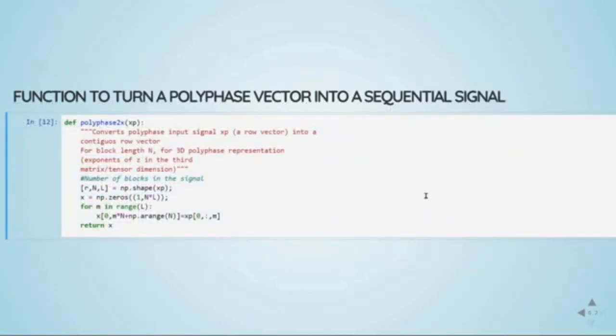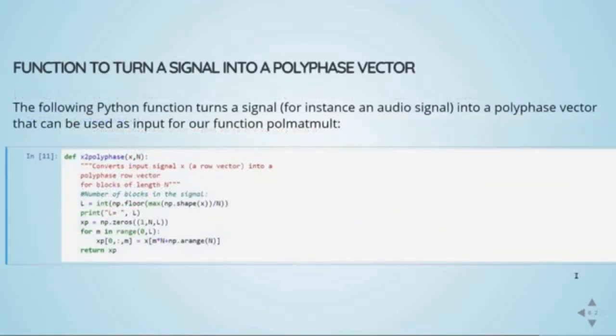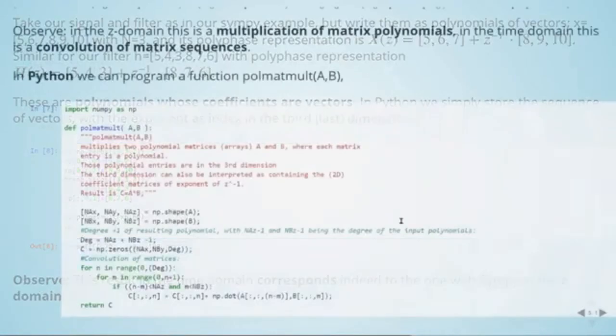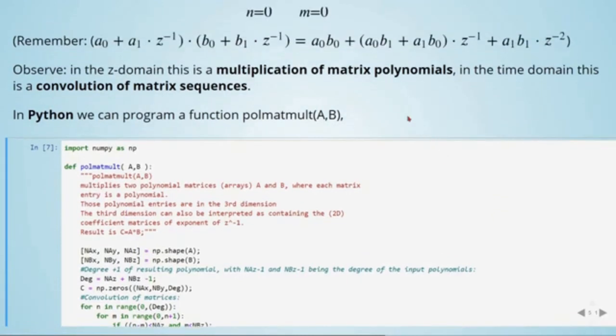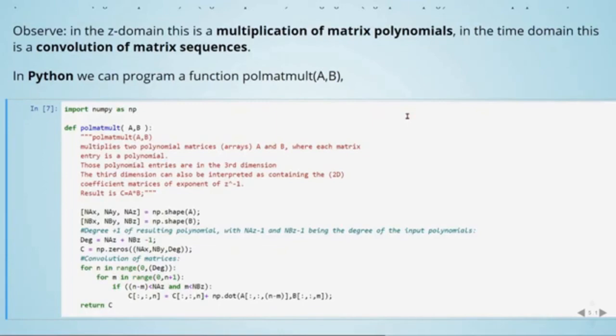Another useful function is to turn a polyphase vector back into a sequential signal. So this is what we're doing, polyphase to x. It converts the polyphase input signal p, which is a row vector, into a contiguous row vector for block length n. And we have this function here. So with these functions, polyphase to x and x to polyphase, and also with our polmatmult, the multiplication of matrix polynomials, we are now able to work with polyphase in a more efficient way, without using SymPy.